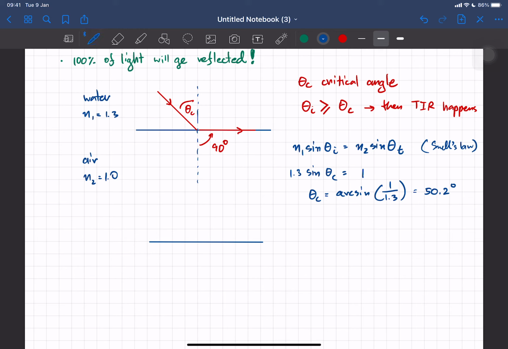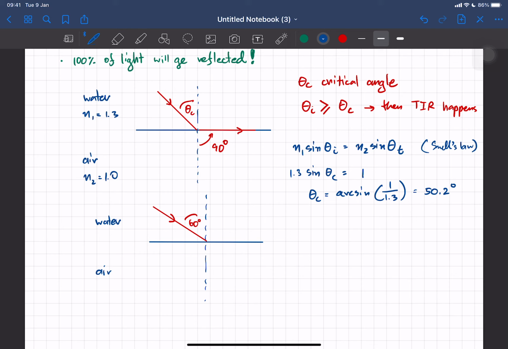For example, if you have the interface like this, and if you go in with the angle of 60 degrees, this is larger than the critical angle. Again, I should say that it's still the water and air set of media.